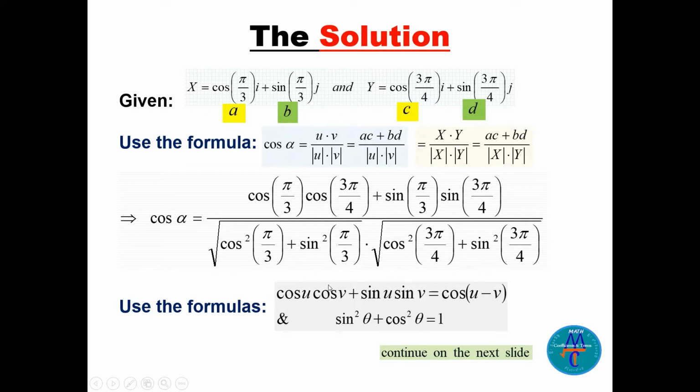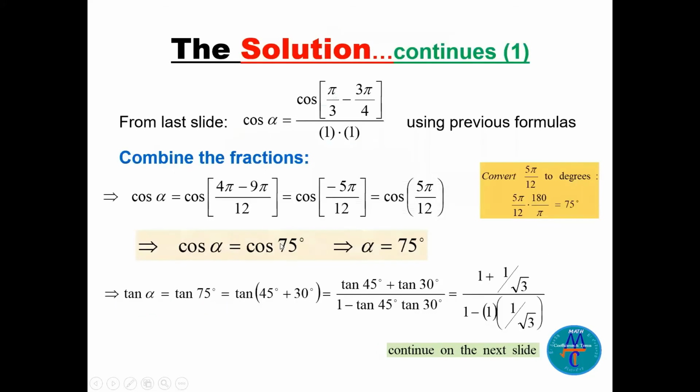Down here we have to use this one twice: sine squared of theta plus cosine squared of theta is equal to 1. We can use it under the radical here, also under the radical there. So on the next slide, cosine of alpha will be so simple: cosine of pi over 3 minus 3 pi over 4, divided by 1 times 1.